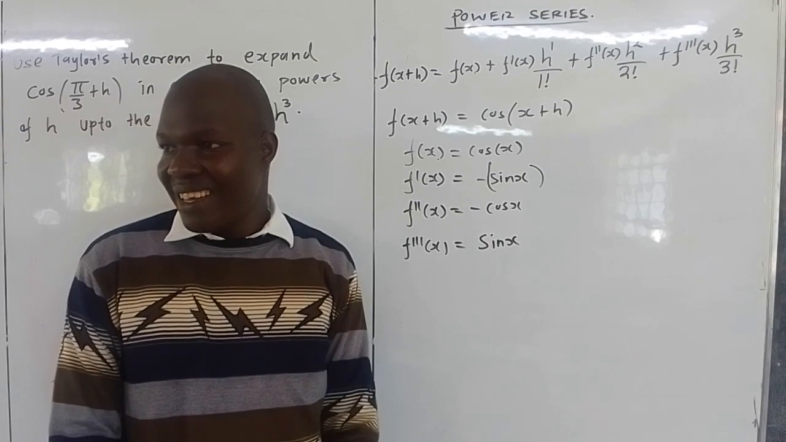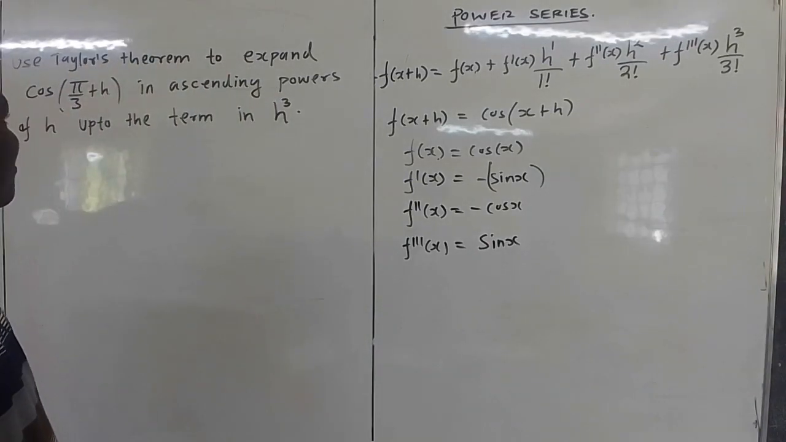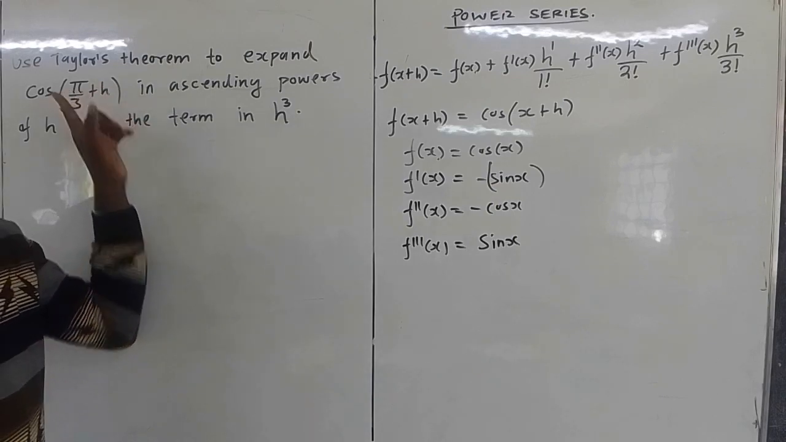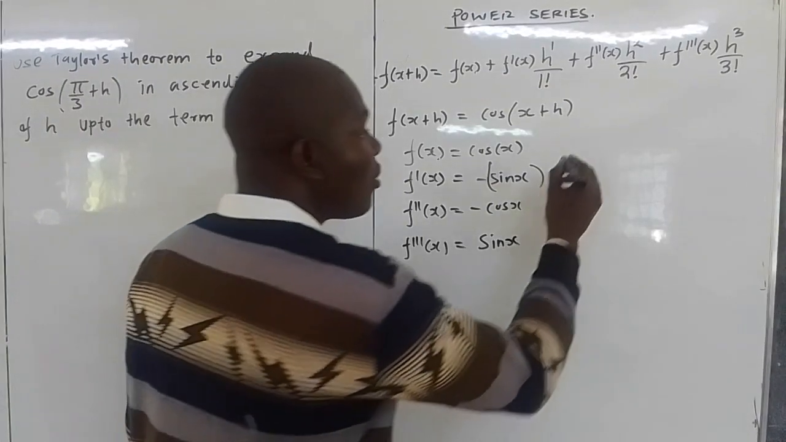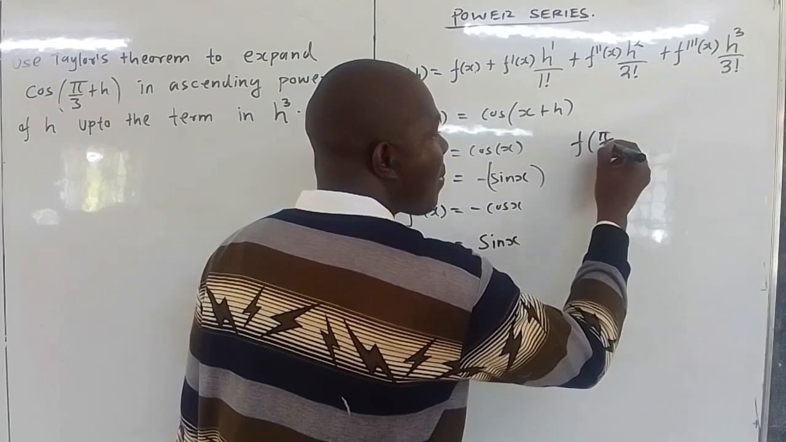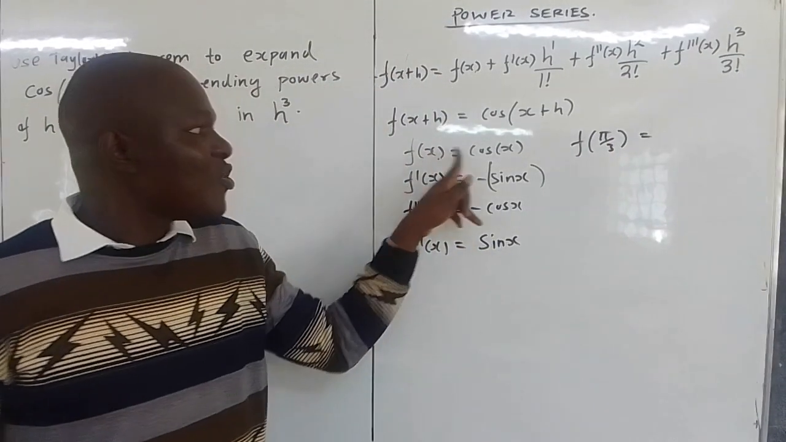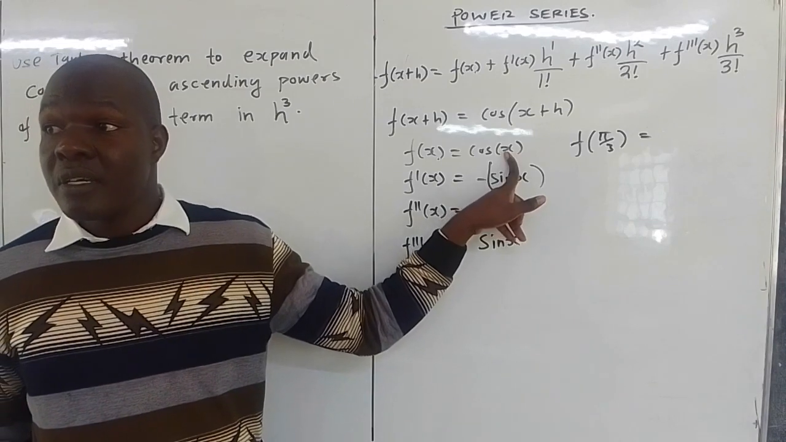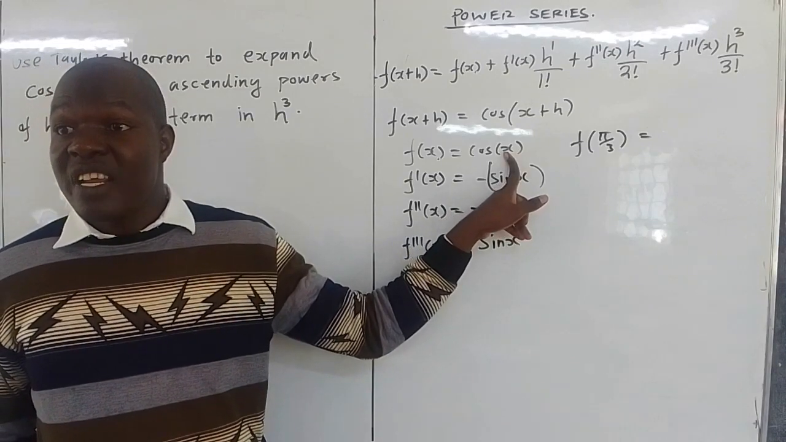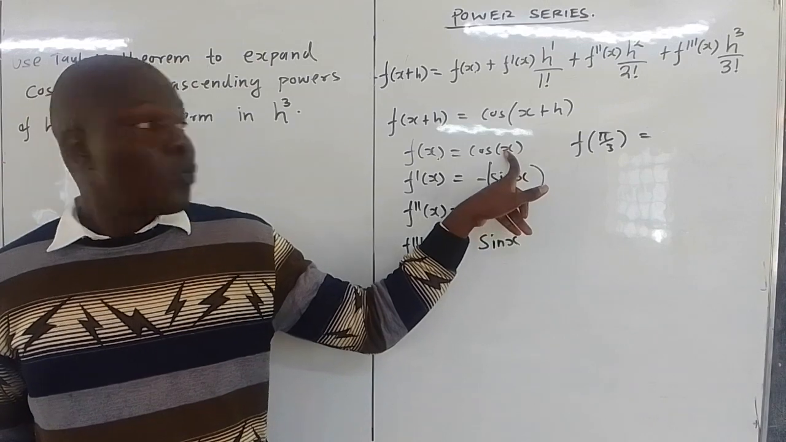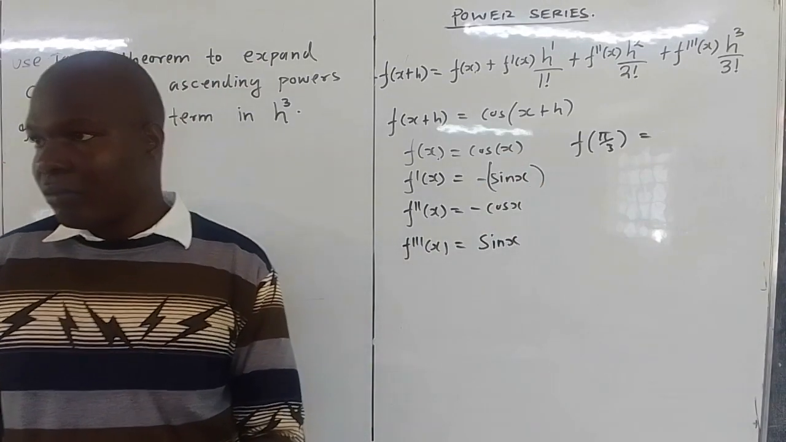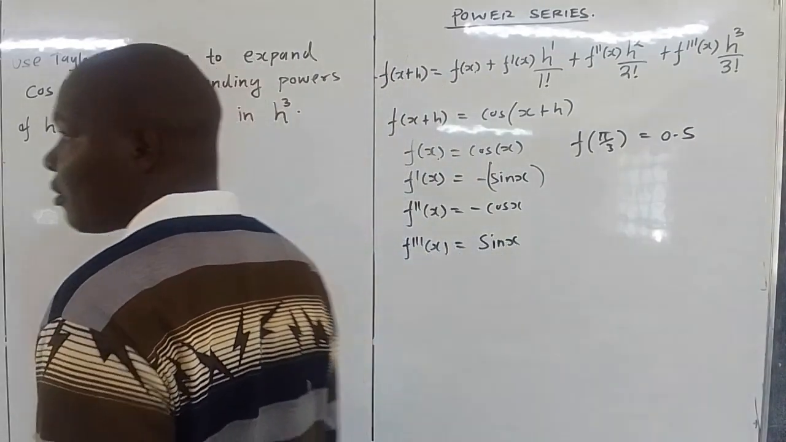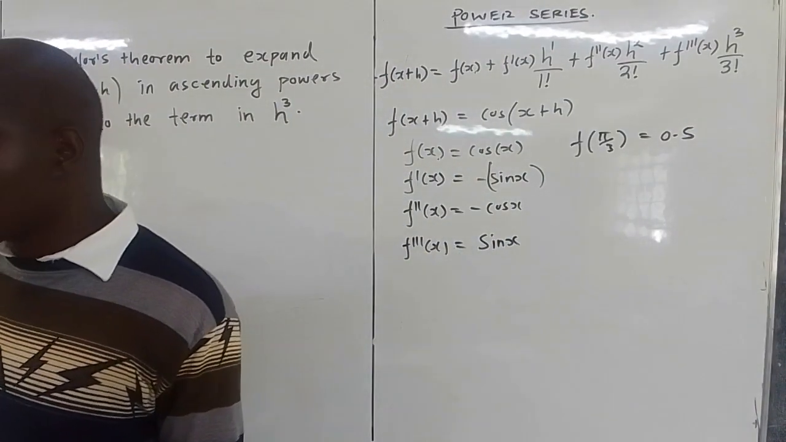Are we together? And if you look at this problem, what is our x? Pi over 3. So the first one is, what is f of pi over 3? Meaning where there is x, you put pi over 3, isn't it? That is going to be cos pi over 3. Your calculator must be in radians, r. So what is cos pi over 3? Cos 60 degrees.